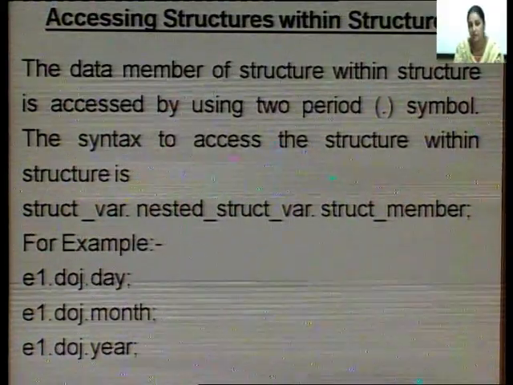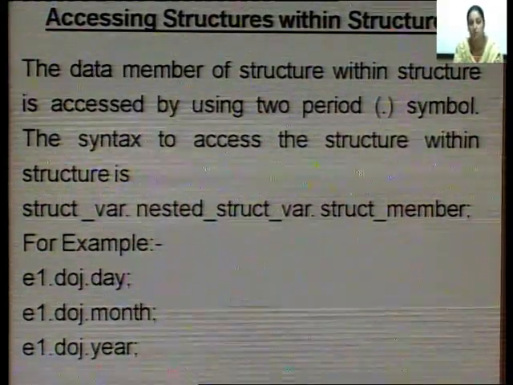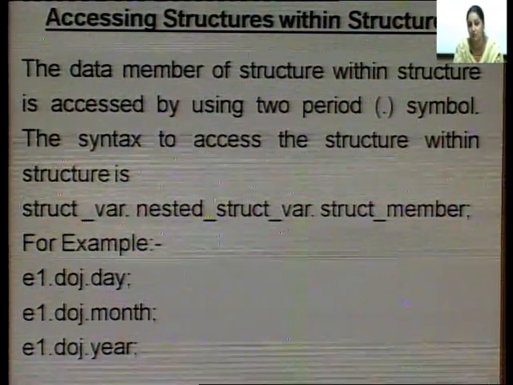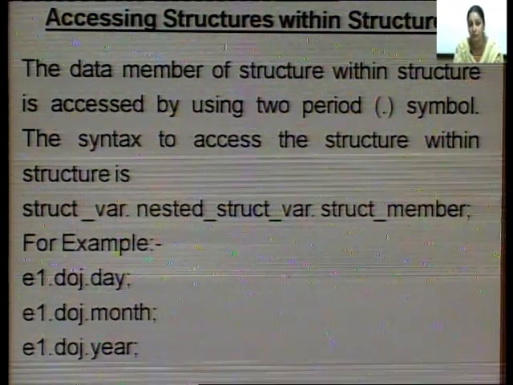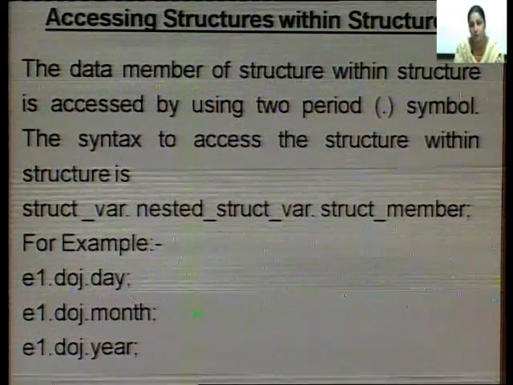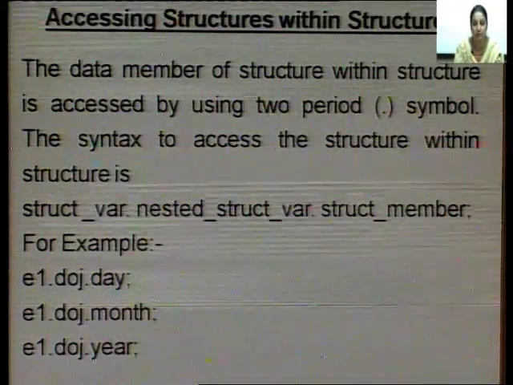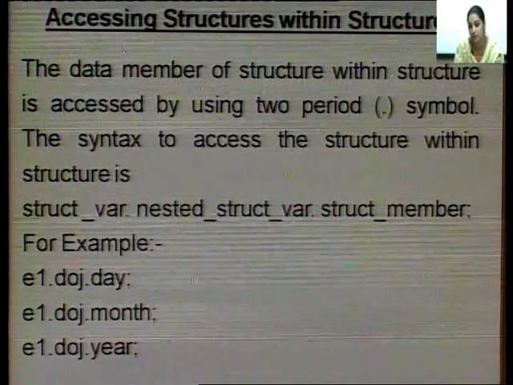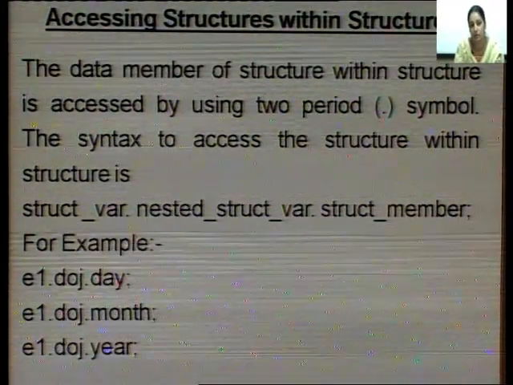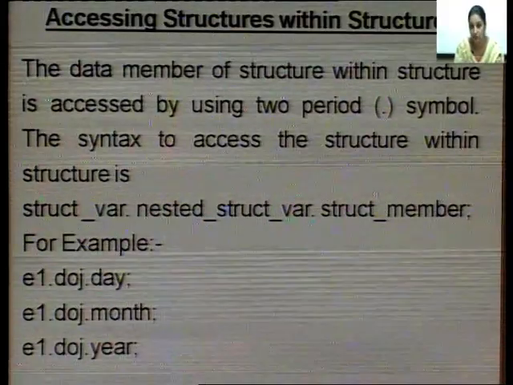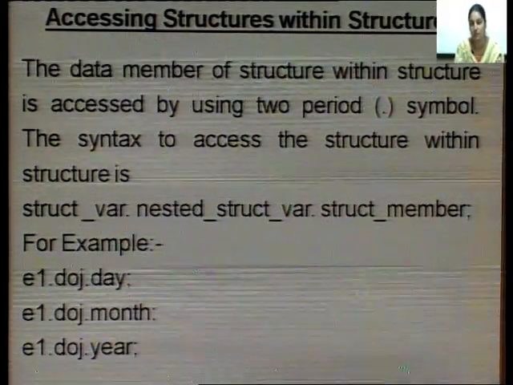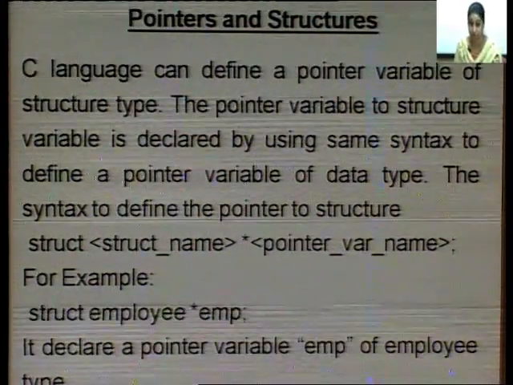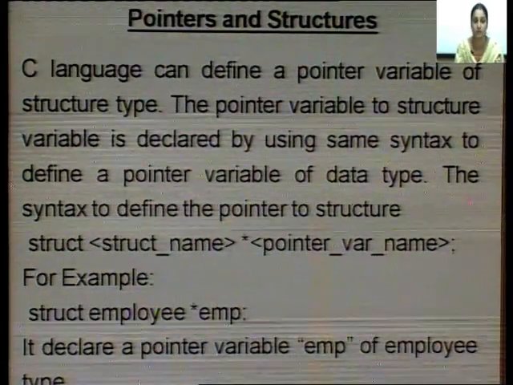Here I use E1. E1 is the main variable of the main structure, then you use the period symbol. After that I use the second structure, that is doj, and at the last I use the member variable for that, that is day, month and year. According to that I use the different members of the nested structure by using the 2 different period operators.